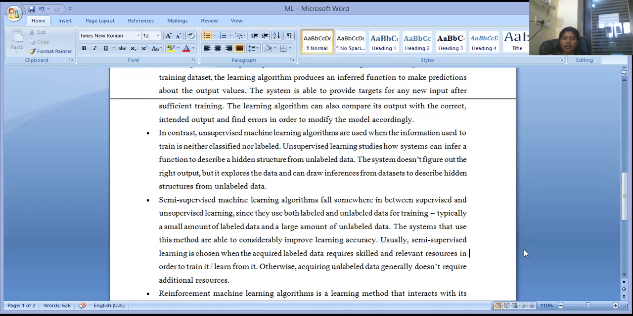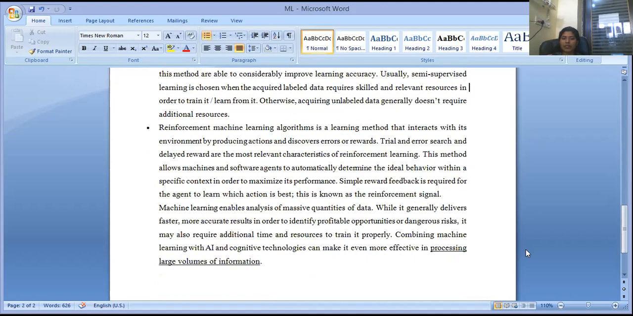Now, if we talk about reinforcement, what is a reinforcement machine learning algorithm? It is a method that interacts with the environment by producing actions and discovers errors or rewards. Trial and error search and delayed reward are the most relevant characteristics of reinforcement learning. This method allows machines and software agents to automatically determine the ideal behavior within a specific context in order to maximize performance also.